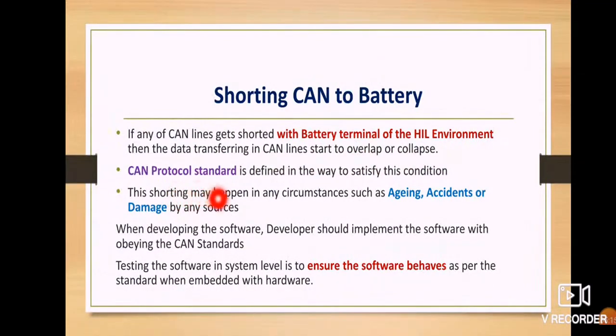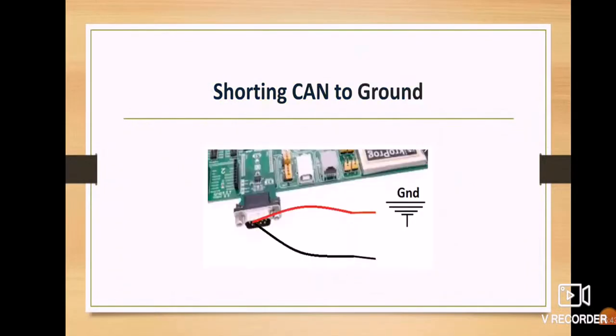So here the CAN standard protocol is defined in a way to satisfy this condition. This shorting may happen in any circumstance such as aging, accidents, or damage from any source, external as well as internal, in real cars. When developing the software, developers should implement it obeying the CAN standard, as we have seen. While testing also, we have to integrate with the hardware and ensure whether it is working as expected or not.